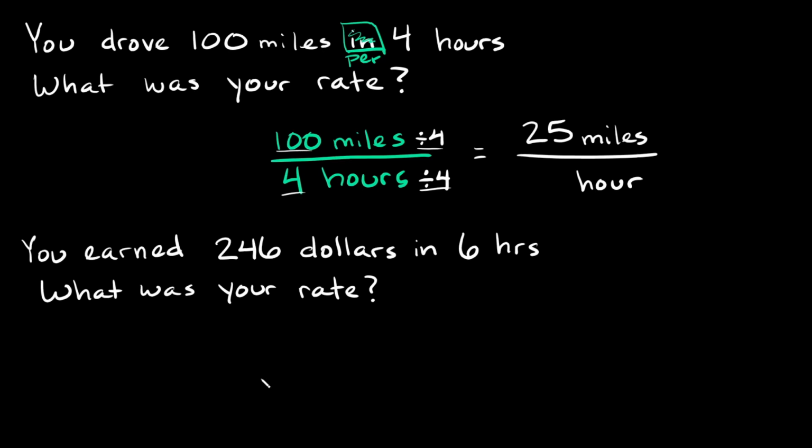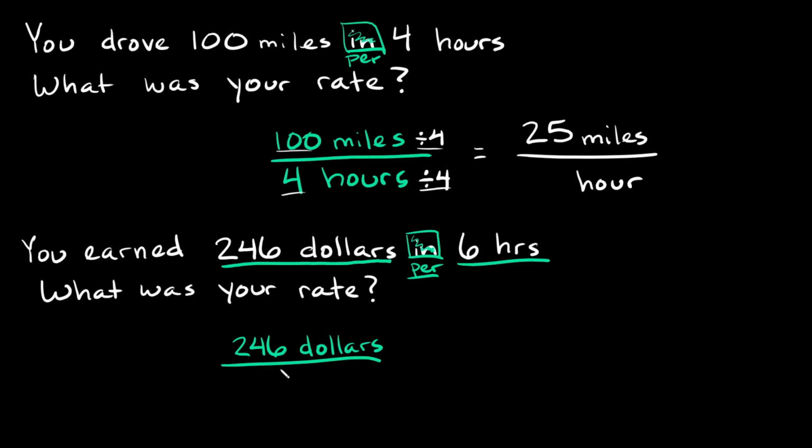Okay, now let's do one more example. So down here it says, you earned $246 in 6 hours. What was your rate? Or in other words, what was your pay rate? Well, again, I noticed that I have the word in right here, right? So I'm just going to cross that out and put per. Okay, so your rate was $246 per 6 hours. Okay, and then again, I'm going to write it as a fraction over here, $246, right, per 6 hours.